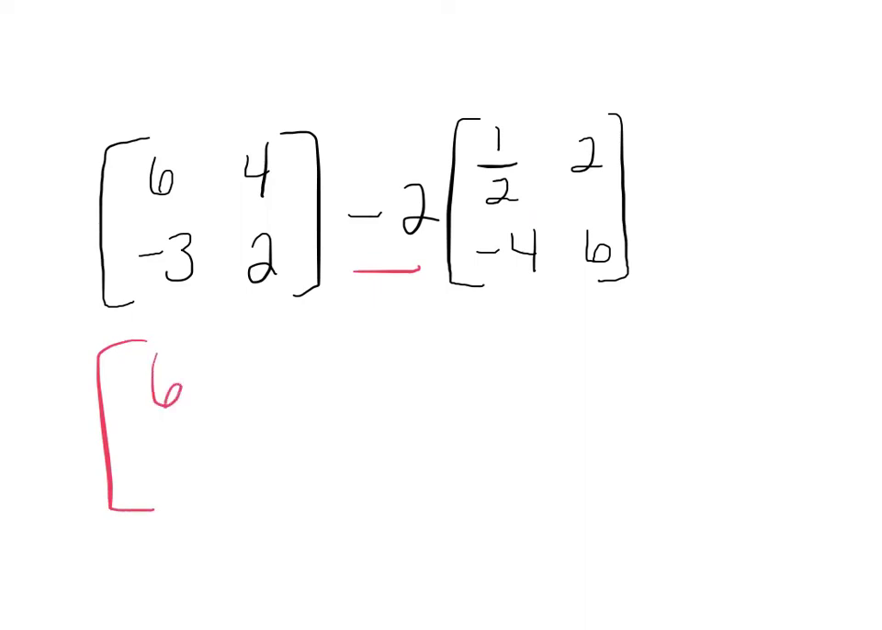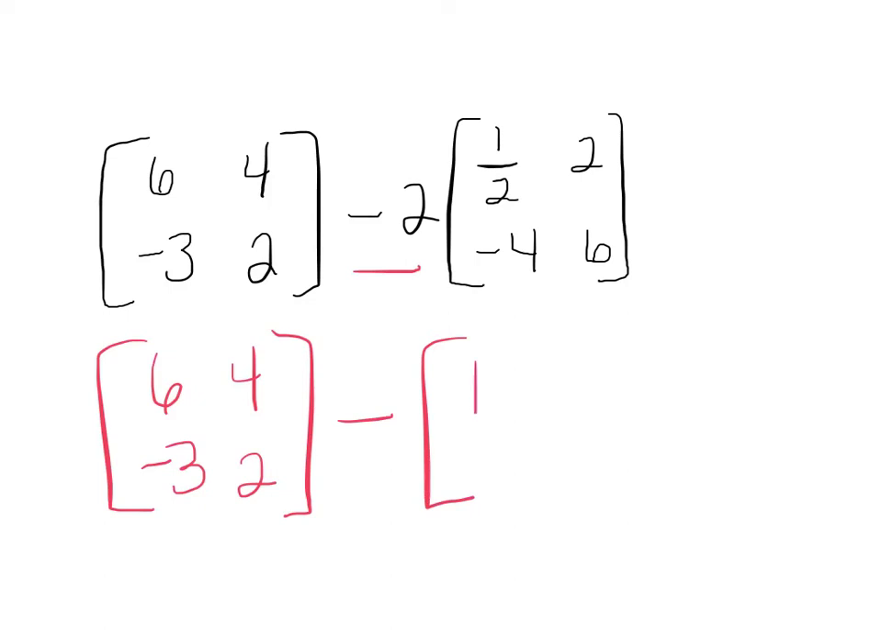So I'm going to go ahead and rewrite my first matrix. And now I'm going to go ahead and multiply the 2 by my next one. So 2 times 1/2 is 1. 2 times 2 is 4. 2 times -4 is -8. And 2 times 6 is 12. Now we could have multiplied by a -2 or a +2. In this case I just multiplied by 2, so I kept my sign. But if you would have multiplied by a -2, you would have changed this to addition, and then all these signs would have changed.